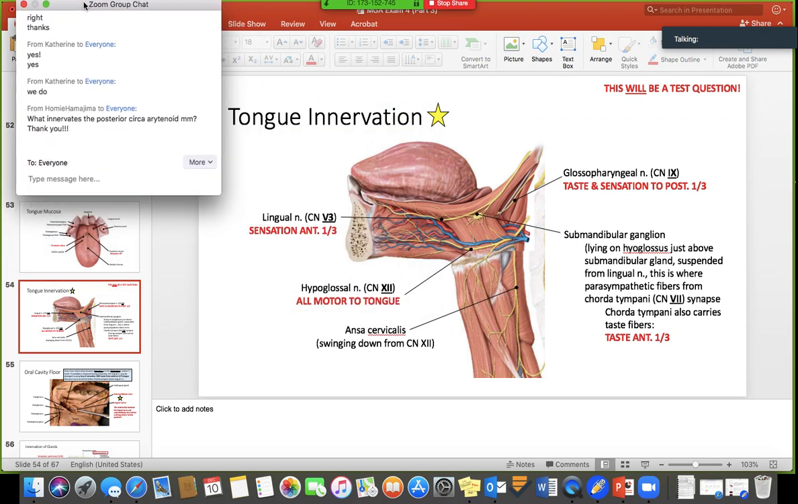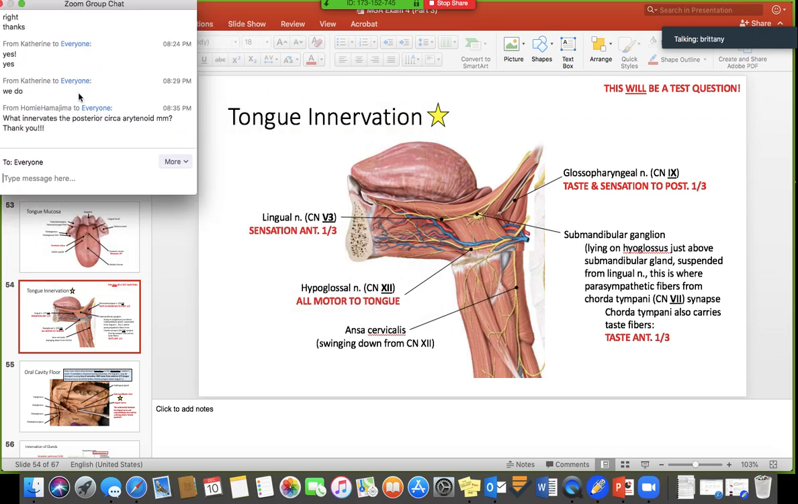Okay. This slide is extremely important. I can guarantee that you'll get a question about this slide. Okay, so the difference in innervation between the anterior part of the tongue and the posterior part of the tongue.